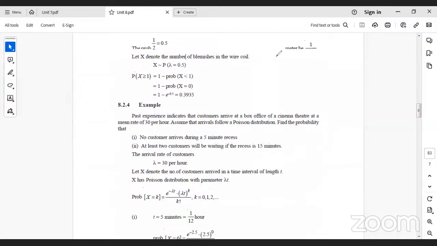We take the formula: probability of X equal to k is e power minus lambda t times lambda t all power k divided by k factorial, for k equal to 1 to 2. This is the basic fundamental formula. How many minutes did he say? 5 minutes. And how many hours? It is a box office of a cinema theater, 30 per hour, Poisson distribution. 5 minutes is 1 by 12 hour, because 5 by 60 is 1 by 12, as an hour has 60 minutes.